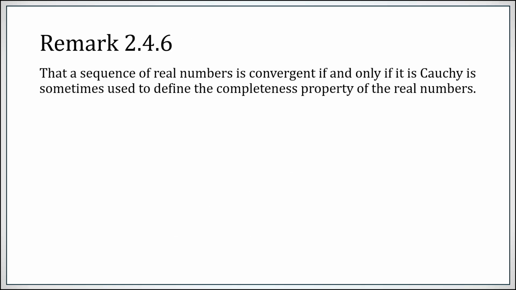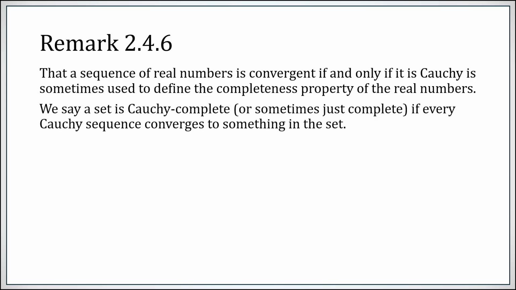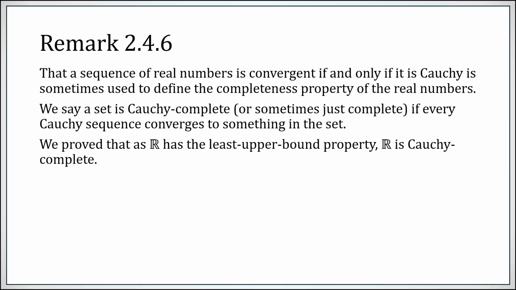So let's briefly discuss this Cauchy criterion. We just showed that a sequence of real numbers is convergent if and only if it is Cauchy. This can be used to define what completeness is in the real numbers. So we can say that a set in general is called Cauchy complete, or maybe just complete, if every Cauchy sequence converges to something in that set. The way we've approached this is we started with the reals as having the least upper bound property, and we have eventually worked up to this point to show that Cauchy sequences of real numbers converge to real numbers. In other words, the reals are Cauchy complete.